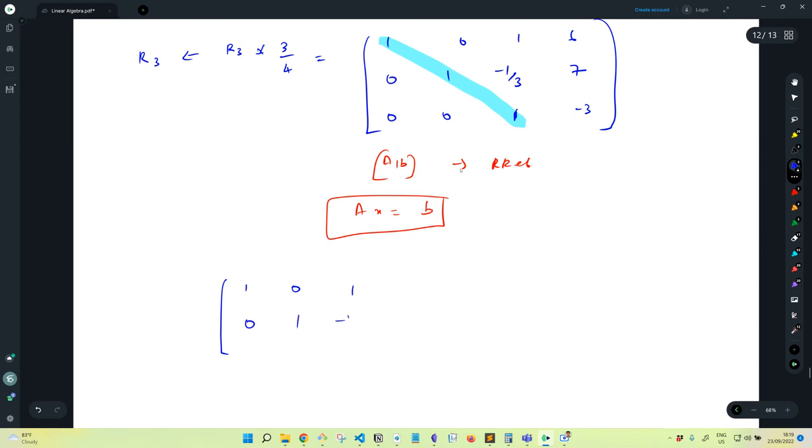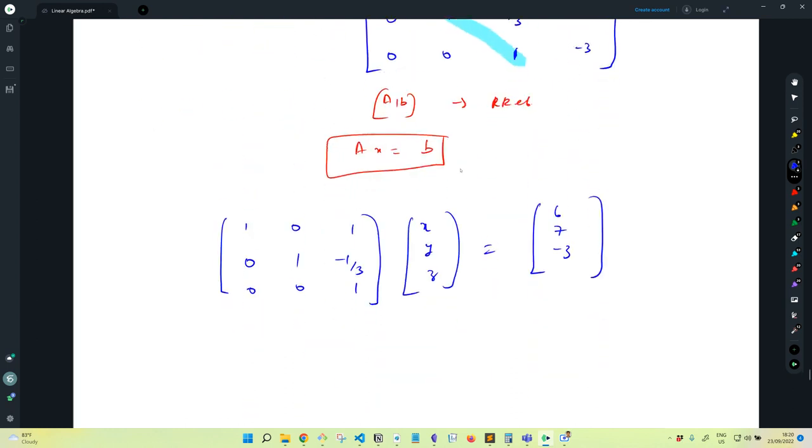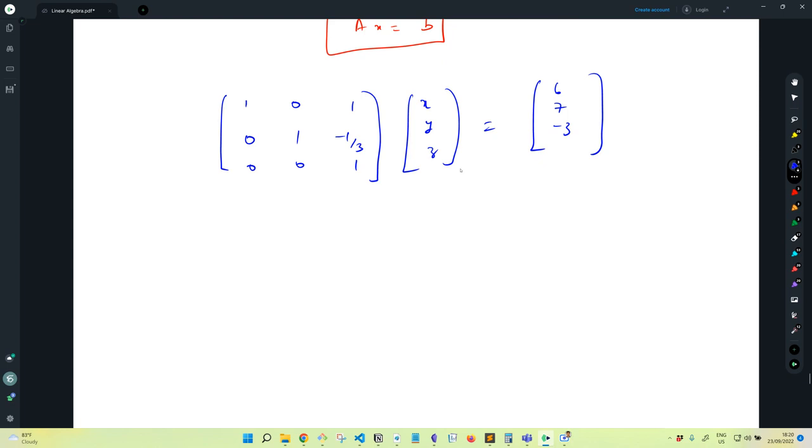So 1 0 1, this will be A. I'm writing A: 0 1 minus 1 by 3, 0 0 1, into x, y, z equals 6, 7, minus 3. Now once you put this in matrix format, we can right away read the solution. What I'm going to discuss now in obtaining the solution is called back substitution.